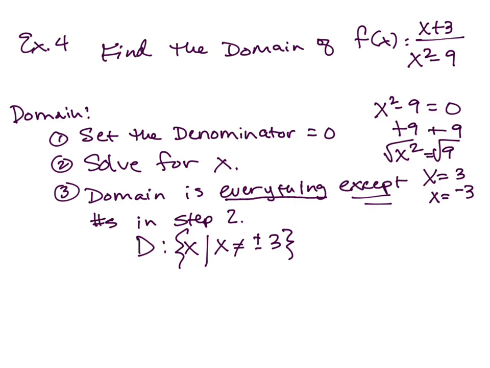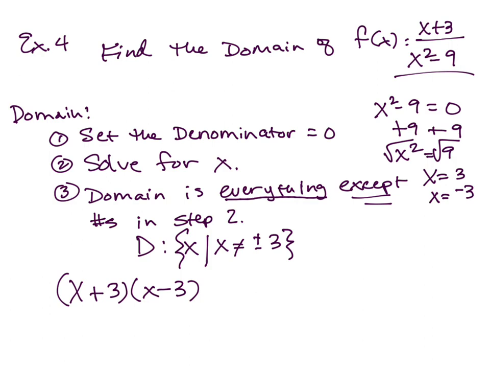Everything except positive and negative 3. Okay. Now here's another way to look at it. You had x squared minus 9 in the bottom. That could also have been written as a difference of 2 squares. X plus 3 and x minus 3.